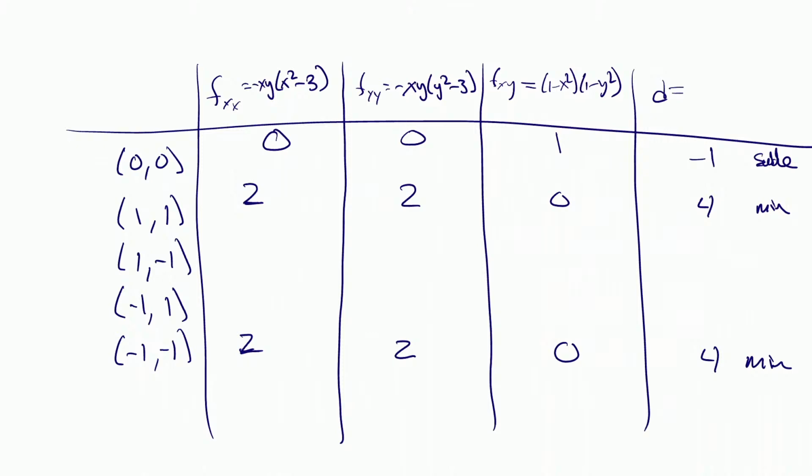Hold on, let me do the next one really quick, carefully. So plugging in 1 and negative 1 into these things. So 1, negative 1, I get 1 times negative 1. That makes this positive. 1 squared minus 3 is negative. Negative 2 times positive 1. That'll be negative 2. This will be also negative 2.